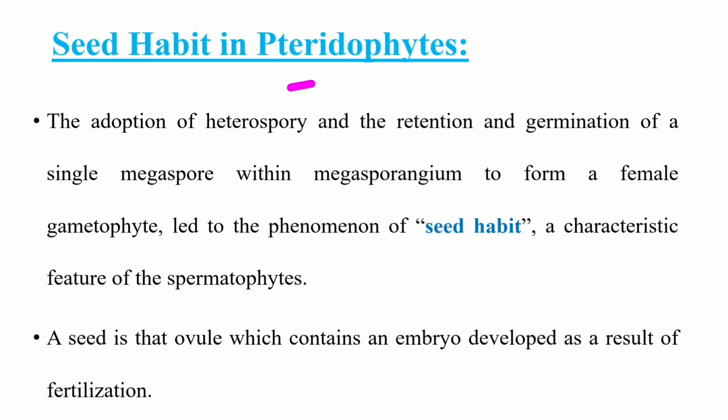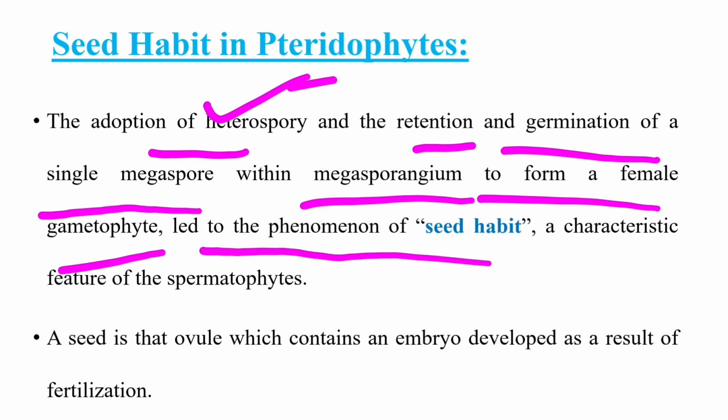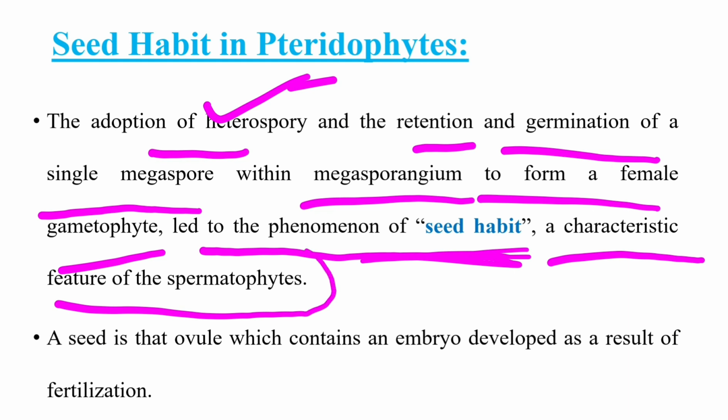So what is seed habit then? The adoption of heterospory, that means production of two types of spore, and retention and germination of a single megaspore within megasporangium to form a female gametophyte led to the phenomenon of seed habit, a characteristic feature of spermatophytes, that means gymnosperm and angiosperm. They produce seed.